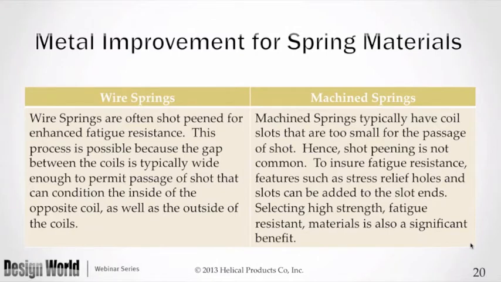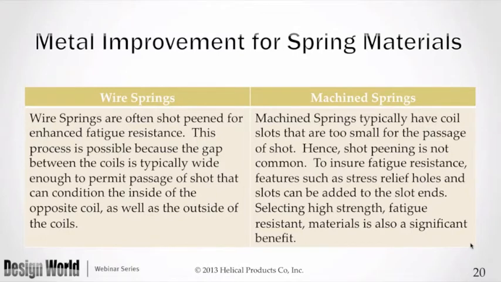With machine springs, it's almost always the case that the slots are too narrow for a shot to go through to be beneficial. And so if you did put shot against it, it would be impacting just the outer coils, and boy, would the coils get longer at that point.